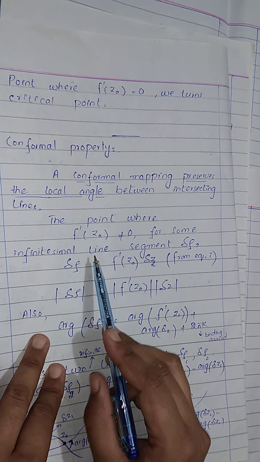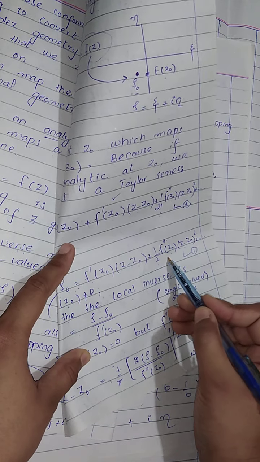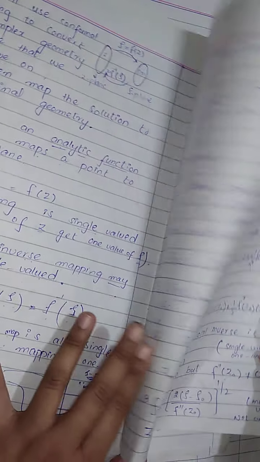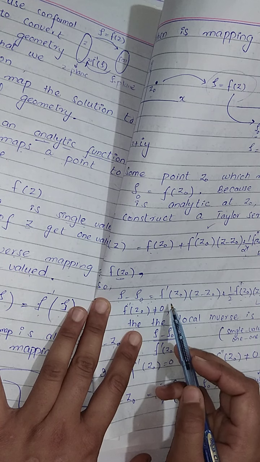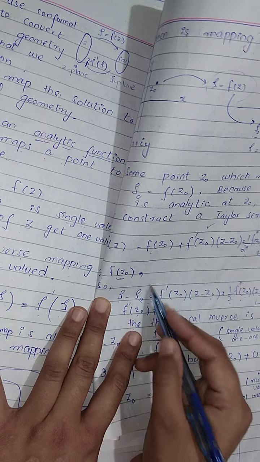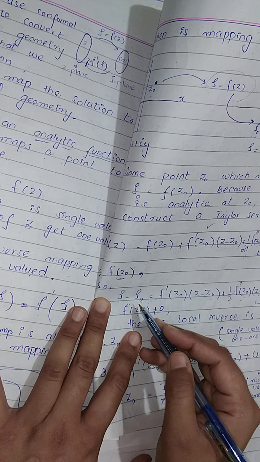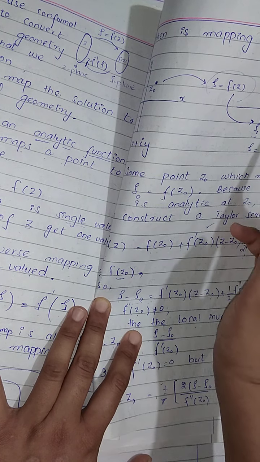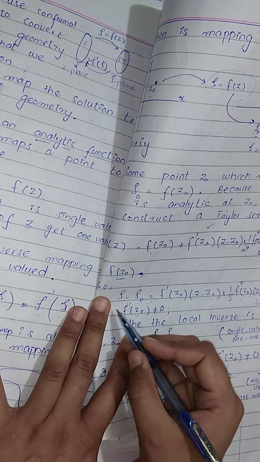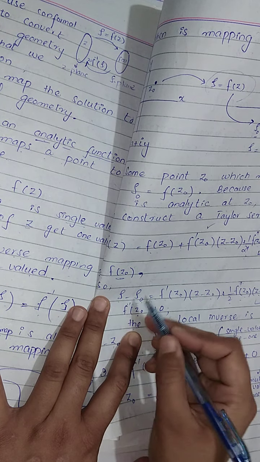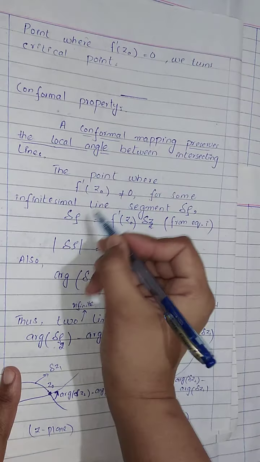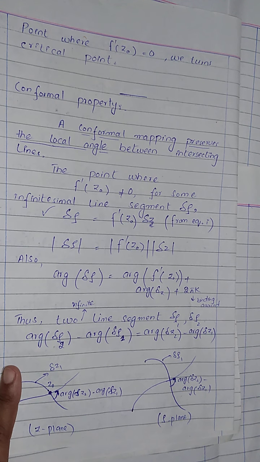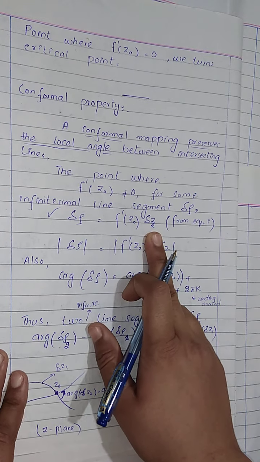So for some infinitesimal line segment, this term turns into 0. So when we differentiate this term with respect to z, then it will be 0 because z naught is equal to f of z naught. So when we differentiate it, it will become del zeta is equal to f derivative of zeta naught del z. So from equation 1 we have this value.